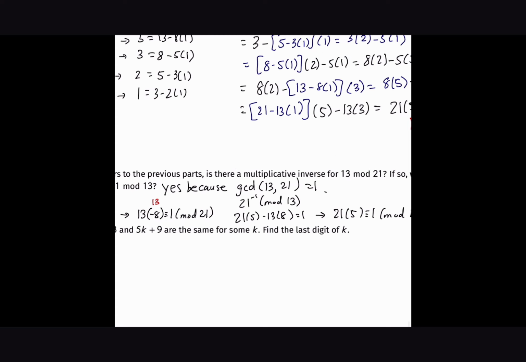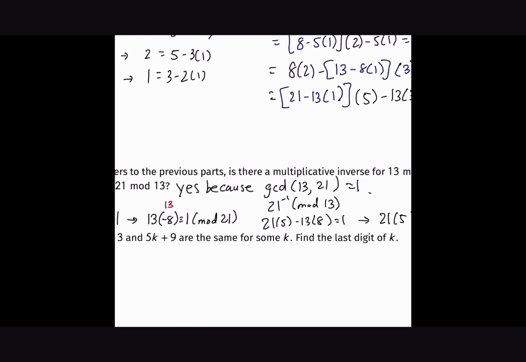Part D is asking, given your answers to the previous parts, is there a multiplicative inverse for 13 mod 21? If so, what is it? Similarly, what is the inverse of 21 mod 13? So we know that a multiplicative inverse only happens when the GCD of two numbers is 1. So the GCD of 13 and 21 we found in part B is 1. Thus, there is a multiplicative inverse.